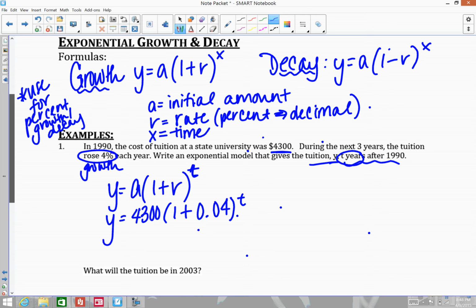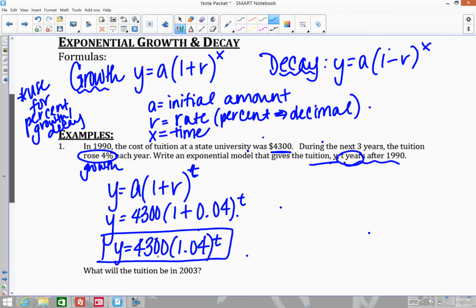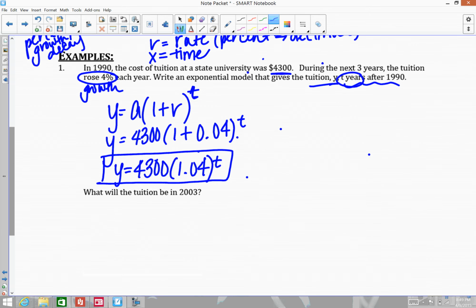And then t we're just going to keep as is because we don't know how many years. So then what I'm going to do is I'm going to just simplify the part inside of the parentheses. So my equation is going to be 4,300 times 1.04 to the t. So that's the equation. That's the first part. Keep in mind you can't combine these because this 1.04 belongs with the t and the 4,300 doesn't, so you have to keep them separate.